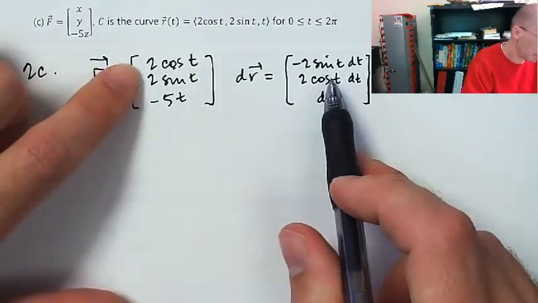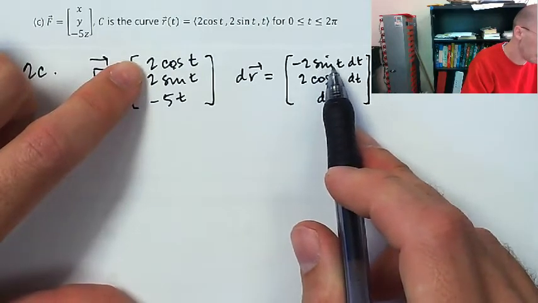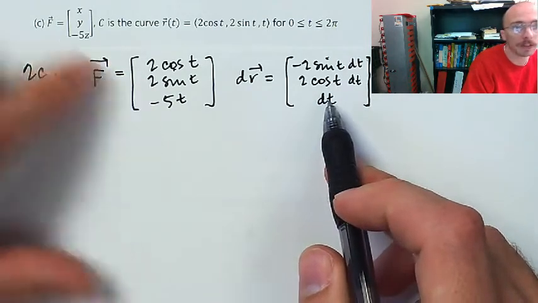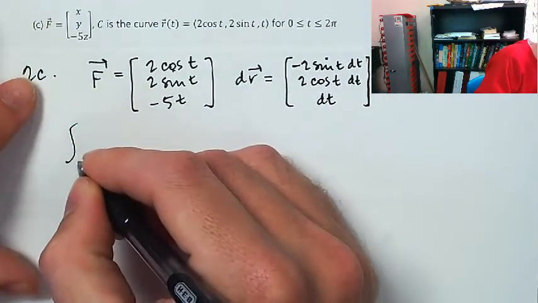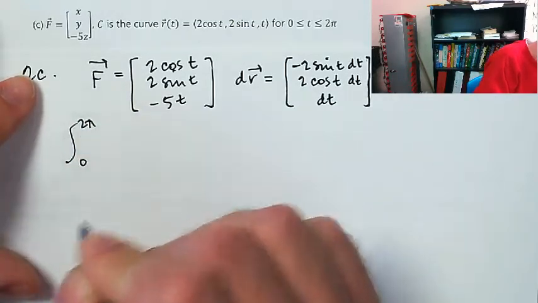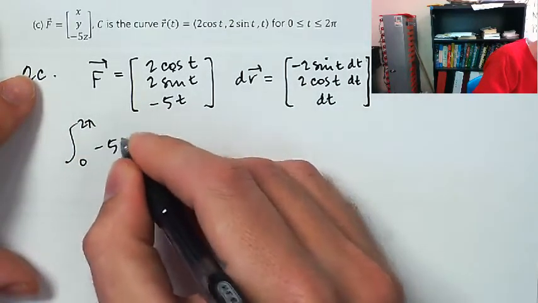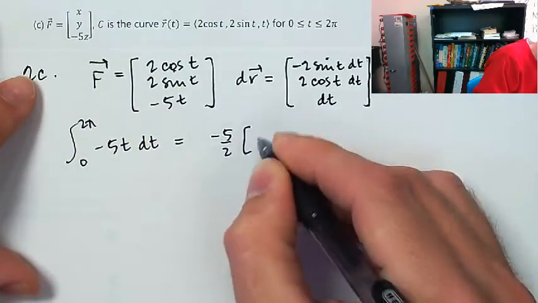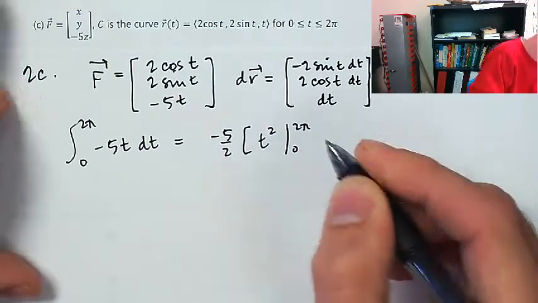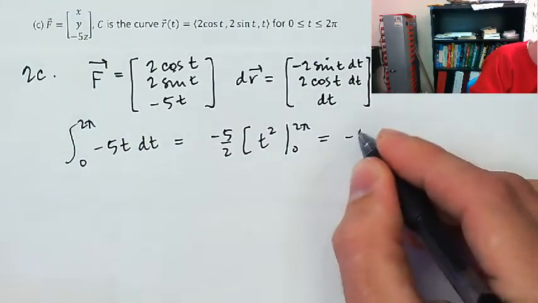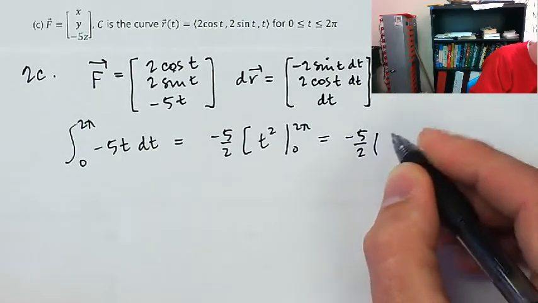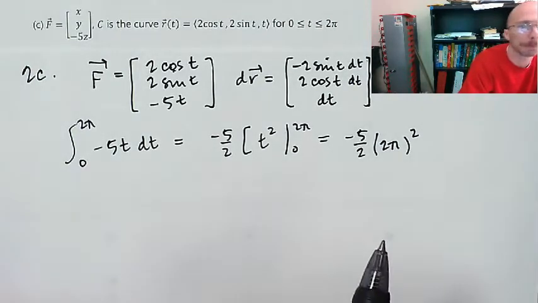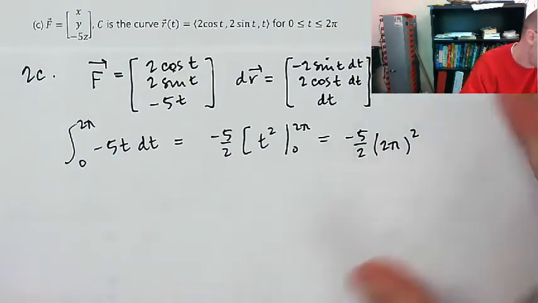So this is going to cancel off real nicely. I'm going to have negative 4 sine t cosine t plus 4 sine t cosine t ends up being 0, negative 5t dt. Okay, so this is the same as the integral from 0 to 2 pi of negative 5t dt, and that's going to be negative 5 halves of 2 pi squared minus 0 squared. So that'll just be that. Okay, this is 2c.